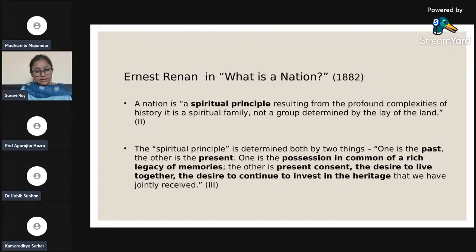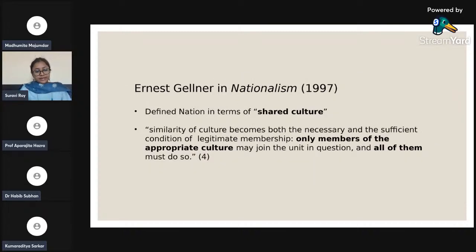Ernest Gellner, in his work Nationalism, gives a more tangible explanation for the origin of a nation, and he attributes it to a shared culture. I think that's more easily understandable, where things like race, language, religion, culture, traditions, something more tangible, is what binds a group of people together.